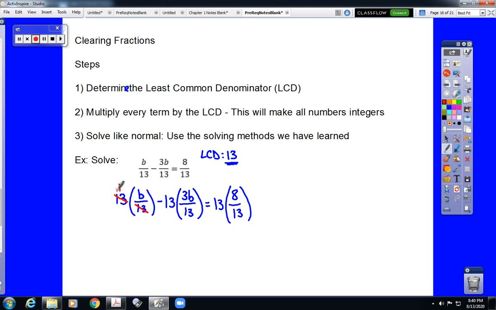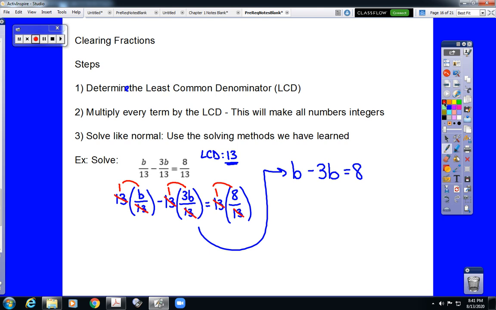So 13 divided by 13 is 1. 13 divided by 13 is 1. 13 divided by 13 is 1. And then we're going to multiply those numbers on the outside times what's left on the inside. That would give us the equation b minus 3b equals 8.